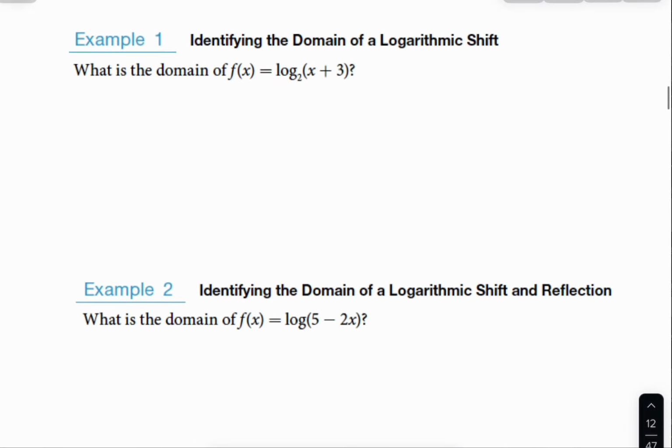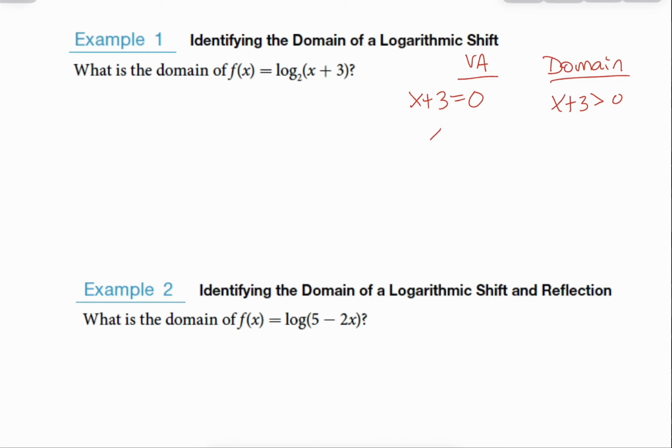So it says identify the domain. Anytime you want to know the domain of a logarithmic function that has shifted, a few things we're going to do. We're going to find the vertical asymptote, and then we're going to find the domain. So the vertical asymptote is where the inside equals 0. The domain is where the inside is greater than 0. So that inside of our function determines both of those things. So you kind of get them both for free.